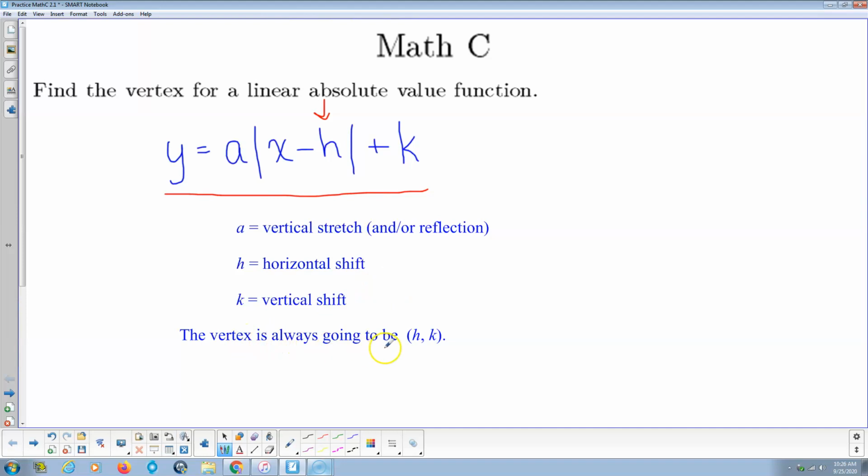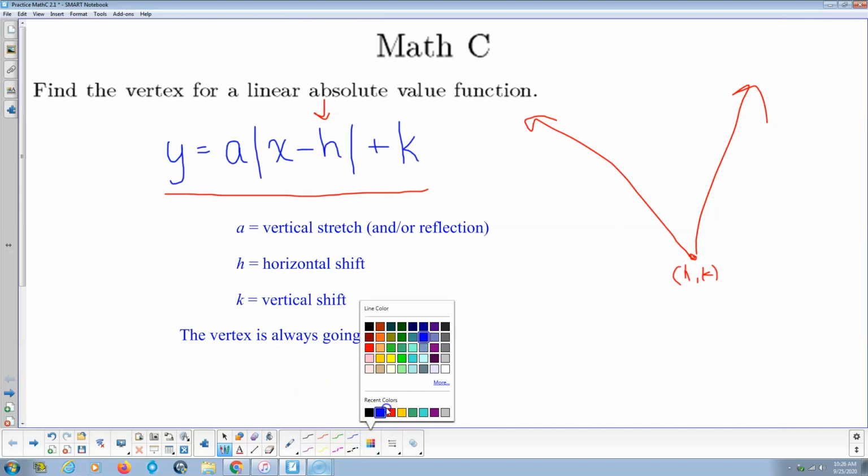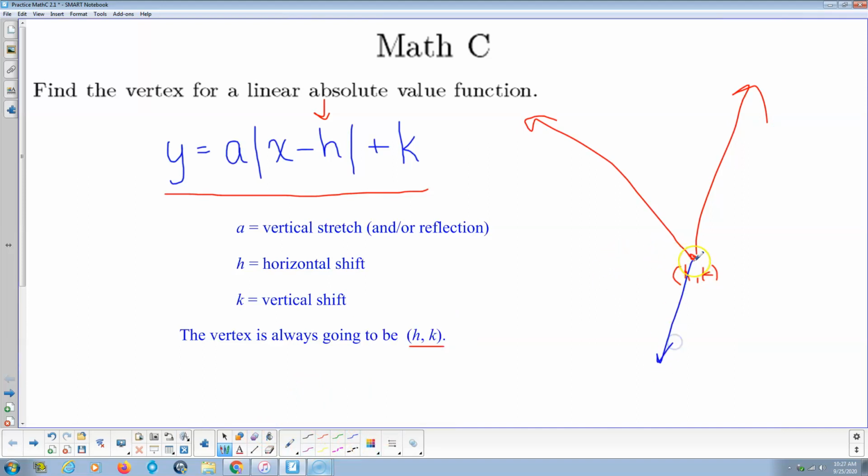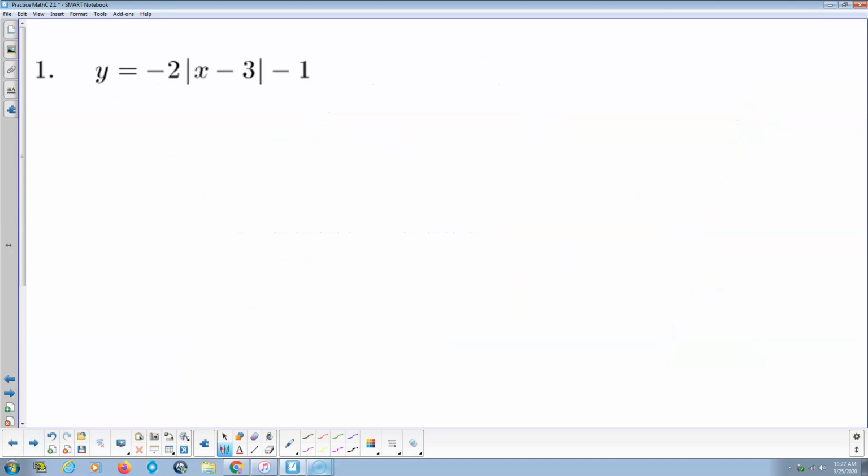So that means the vertex is always going to be h comma k. So you're going to say, oh, it's h comma k. Whatever those numbers are, 3 comma 5, whatever. And if a is positive, it's going to go up with that slope. Boom, like this. And if a is a negative number, then it's going to go down with that slope. Boom. So you're either going to get the red graph or the blue graph. That's how this works. They're easy to graph. And here, I'm not even asking you to draw the graph. We're just finding the vertex. But I'm going to draw the graph anyways because I'm anal and I just want to.